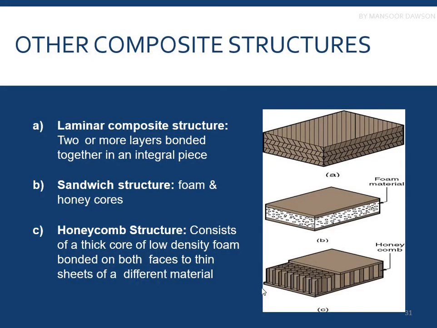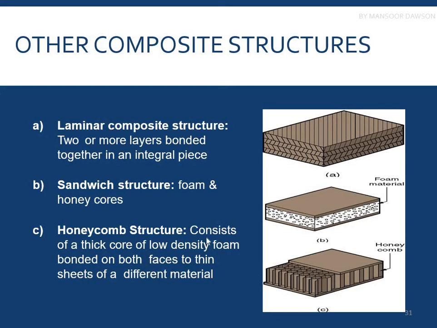Other composite structures are laminar composite structures, two or more layers bonded together in an integral piece. You can see these laminates in laminate boards, chipwoods especially. In the sandwich structures, you can see foam and honeycore.